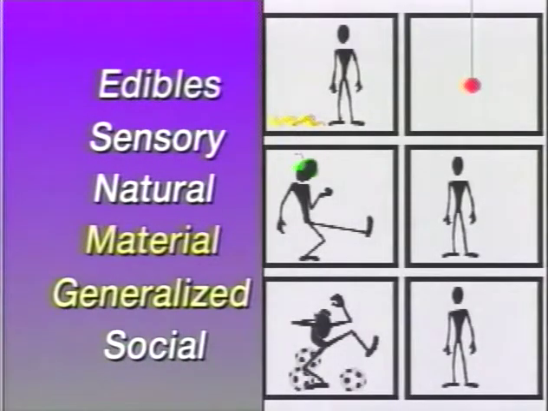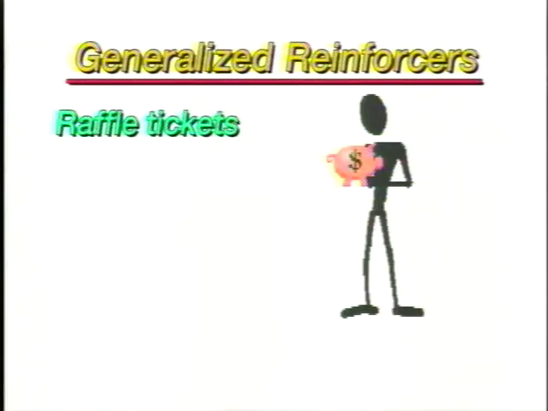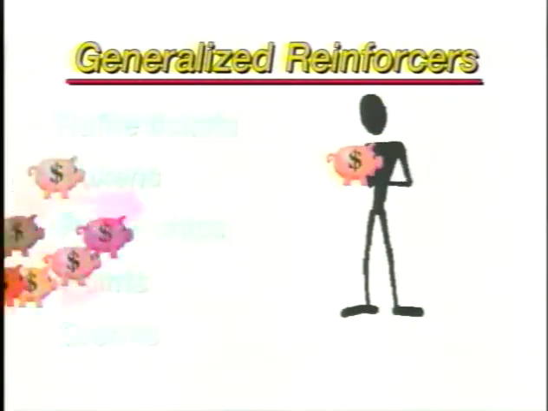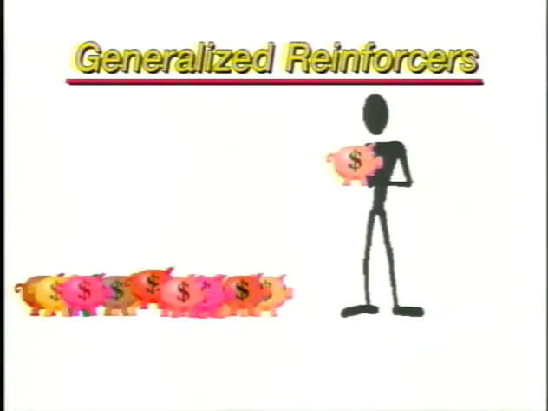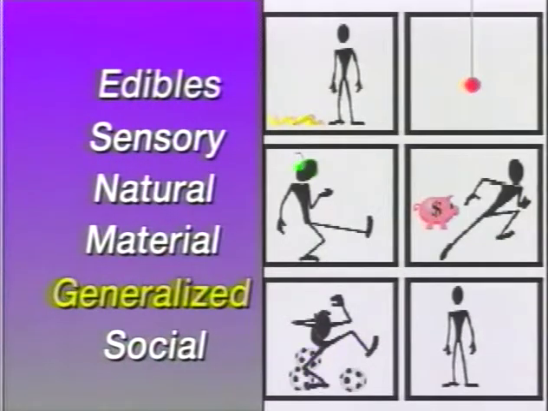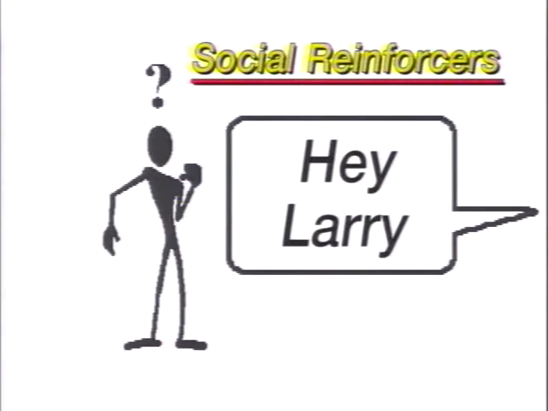There are also generalized reinforcers. These are any item that can be exchanged for something of value, such as raffle tickets, tokens, chips, points, or credits. Generalized reinforcers are an excellent method to help students delay gratification. Last but not least are social reinforcers. Social reinforcers are very effective when used alone.